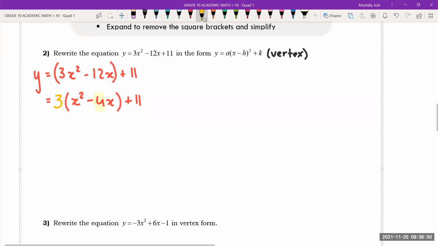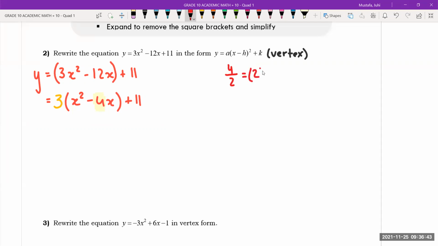For the one with the numbers in front, do you have to divide the x with that number? Nope. So look, this is what we do. We take the 4 and we divide it by 2. So 4 divided by 2 is 2. And then we take that number and we square it. And 2 squared is a 4.